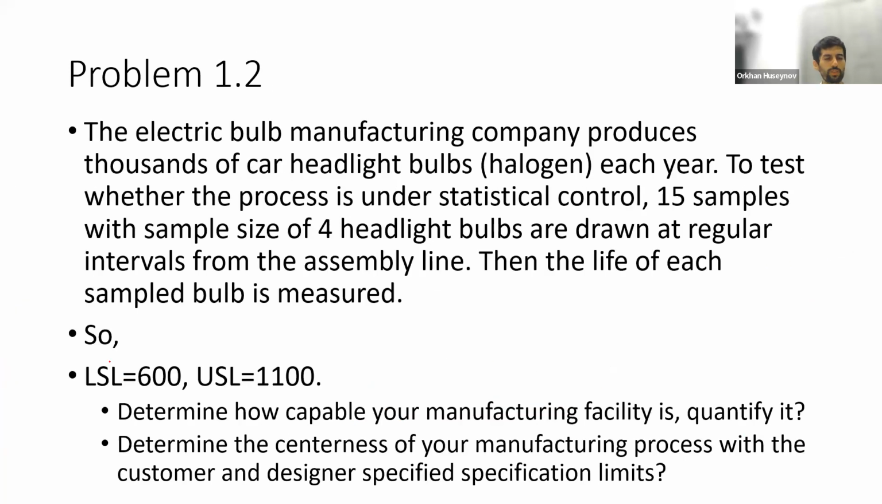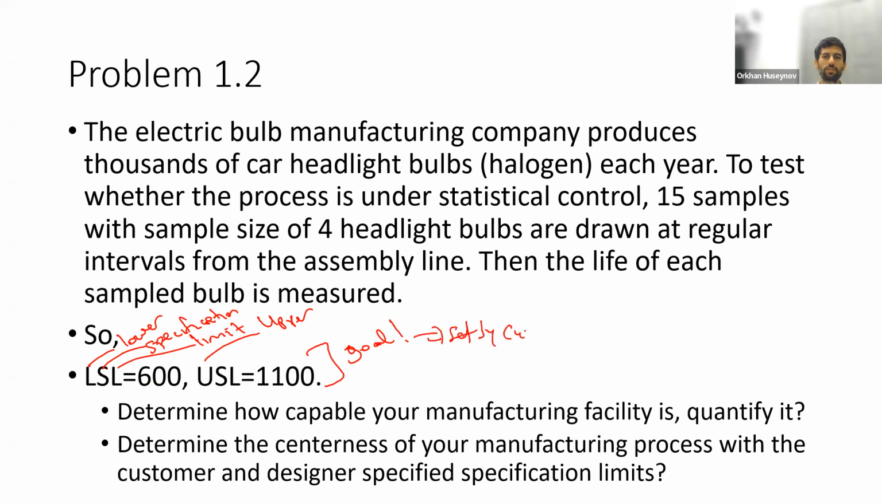So the lower specification limit, and then the upper specification limit. Lower specification limit is 600, and upper specification limit is 1100. So you can say this is the target, or you can say the goal. Okay. These are set by customer or designer. Okay. This is not statistical.